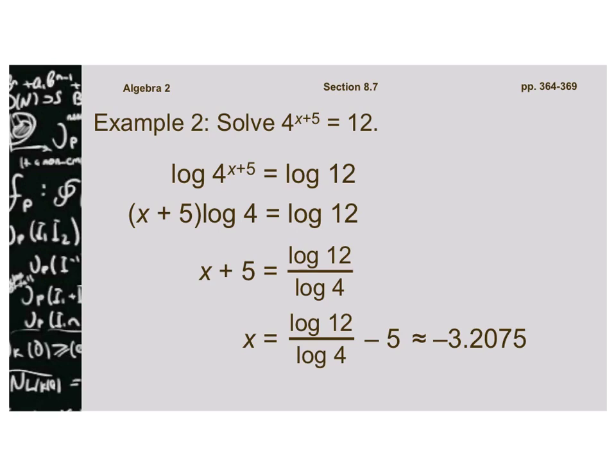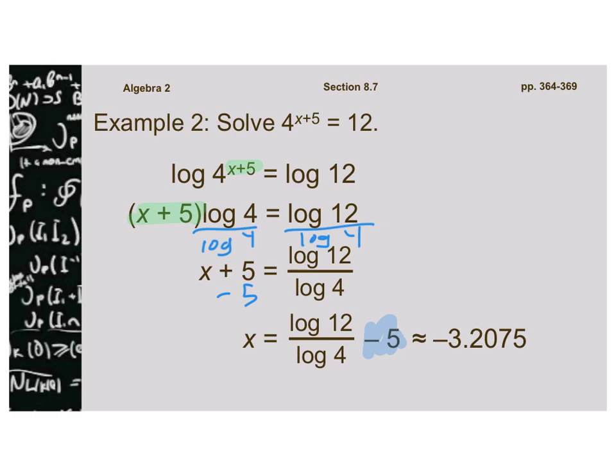Okay. We use the exponential rule so that this x plus 5 can come down in front. Now I'm going to divide both sides by the log 4. Okay. And now I subtract 5 from both sides. And that gives me the negative 5 there, the minus 5 there.